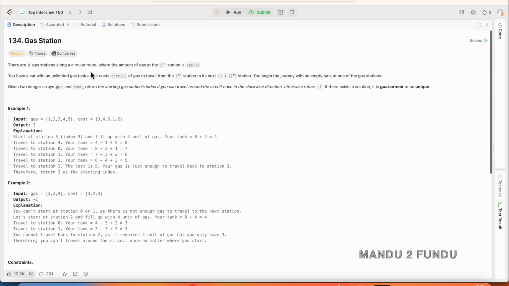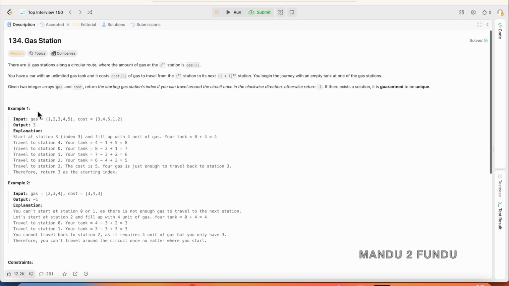We are given n gas stations along a circular route, where the amount of gas at the ith station is present in the ith index of the gas array. We have a car with an unlimited gas tank, and it costs cost[i] to travel from the ith station to the i plus 1 station. Given the gas and cost arrays, we have to return the index of the starting gas station if we can travel around the circular route in a clockwise direction. Otherwise, we return -1.